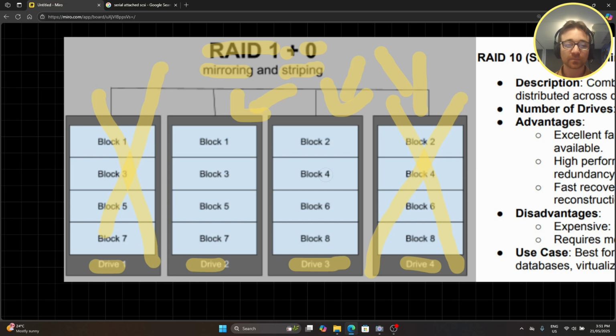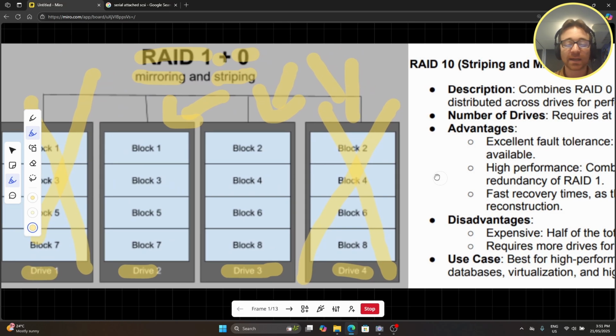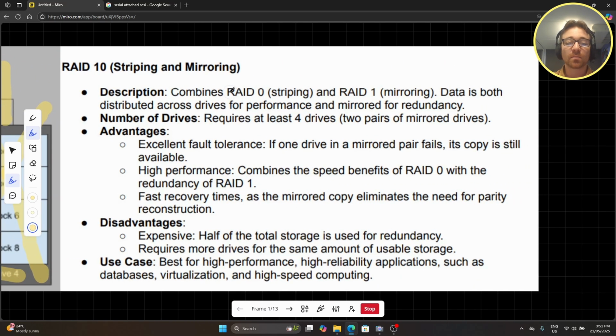You can also have really good read-write operations as well. So let's really lay it out for us. It's combining RAID 0 striping and RAID 1 mirroring. It's striping and mirroring. It requires at least 4 drives, okay? 2 pairs of mirrored drives.